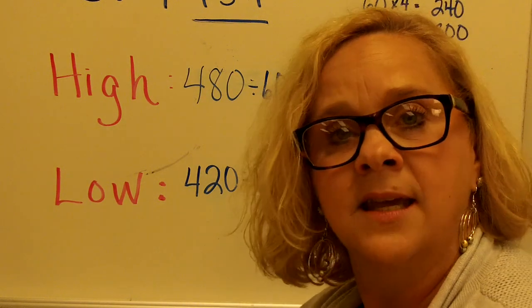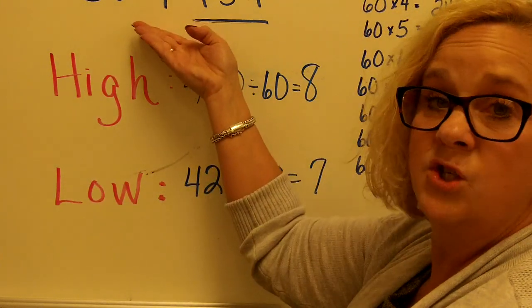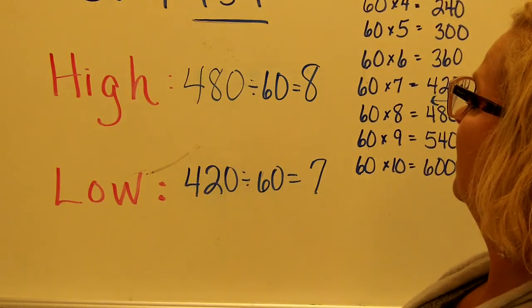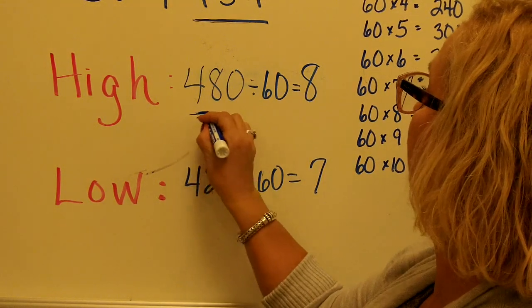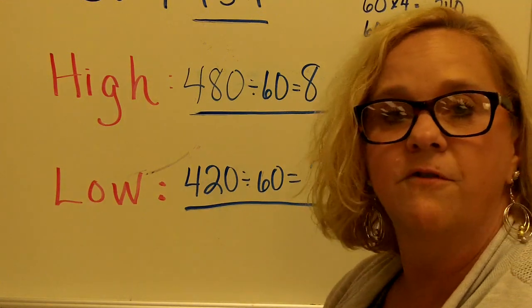And if I were asking on a quiz or a test, what are my high-low estimates for this division problem? This is the number sentence that you should write for a high estimate. This is the number sentence that you should write for a low estimate.